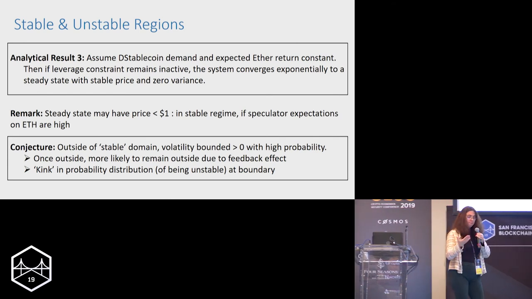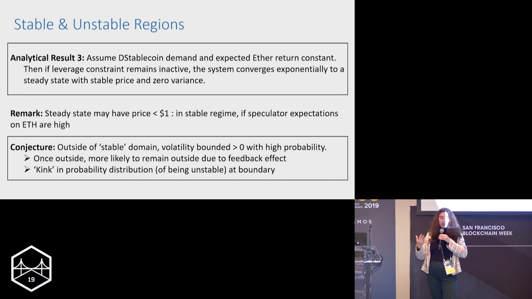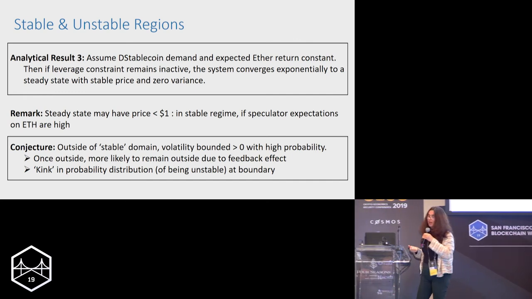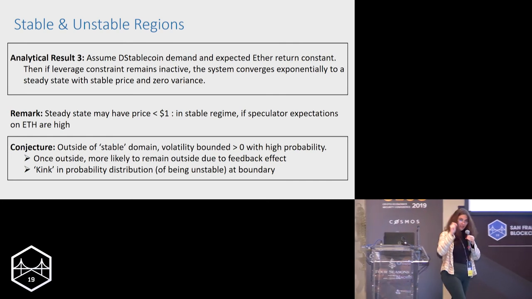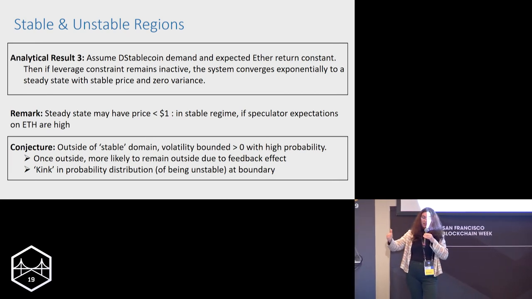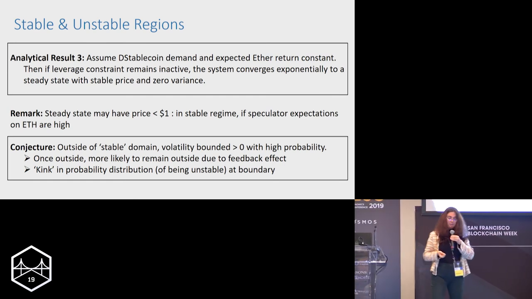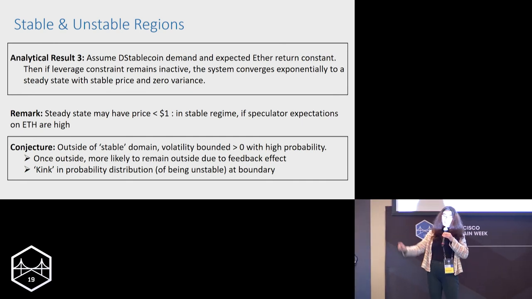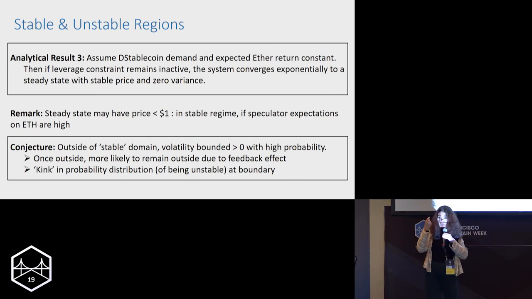So now this brings me to the other set of results that we have. Assuming that the stablecoin demand and expected Ether return are constant, if you don't enter these kinds of spirals and the leverage constraint remains inactive, the system is going to behave very nicely. The stablecoin is essentially going to behave like a risk-free bond, and the system converges exponentially to a steady state in which the price is stable and the volatility of that stablecoin is close to zero.